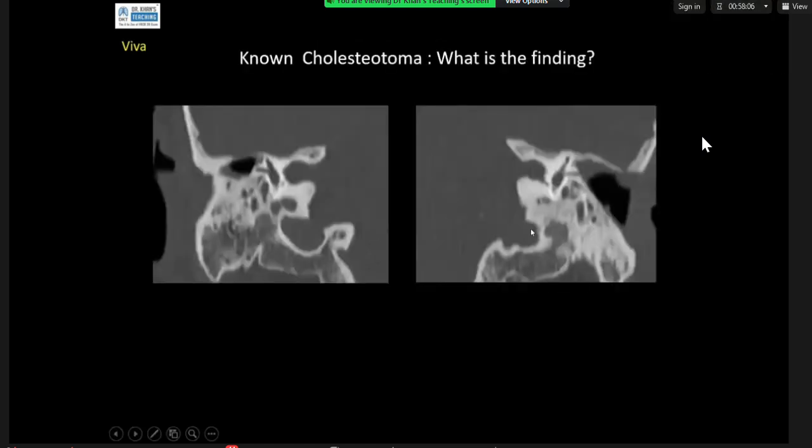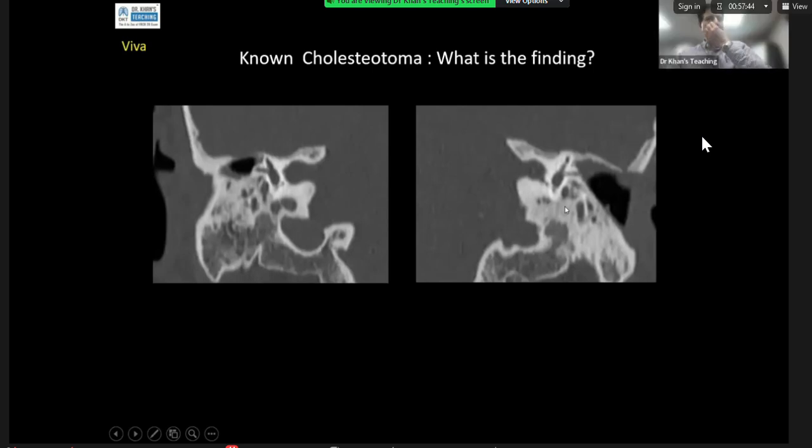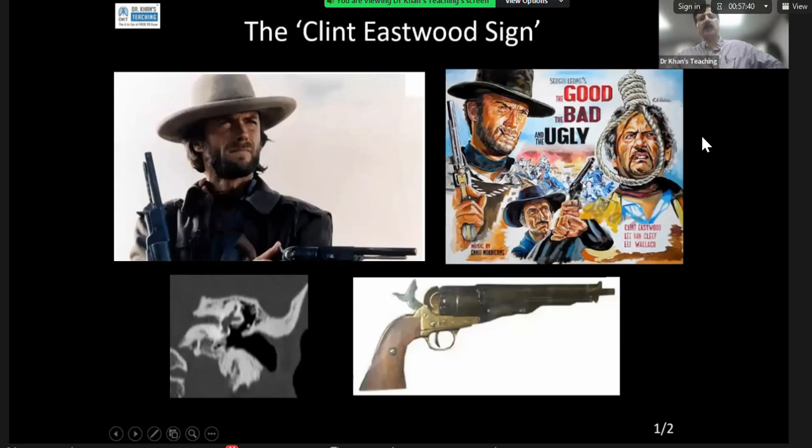Now here, this is a known case of cholesteatoma on this side. What is your finding here? What's happening? I can see that the lateral wall of the lateral semicircular canal has been eroded. So I'd call this lateral semicircular canal dehiscence. Excellent, well done. So this is a favorite, and you have to develop your eyes.